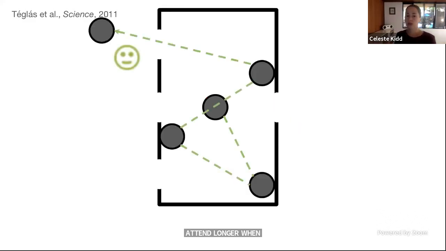And they attend for less long when the ball does the more likely thing. So if the ball flies out of the side that has more holes in it, possibly the more expected side, then they're not as interested. If it doesn't violate your expectations, it carries little information, so you're less interested.